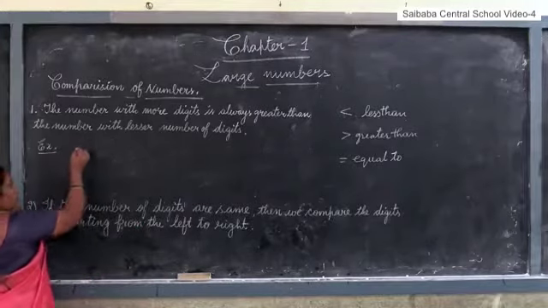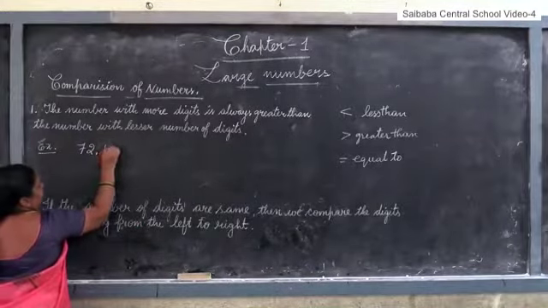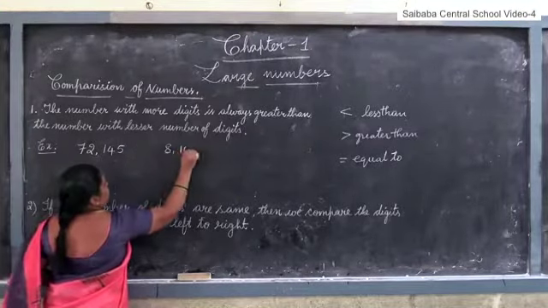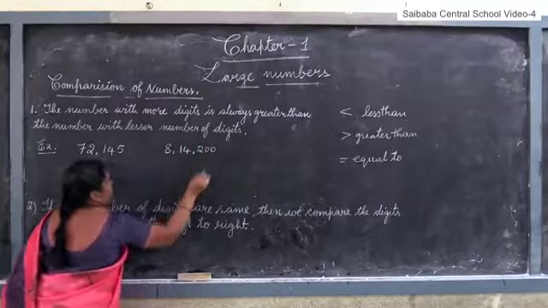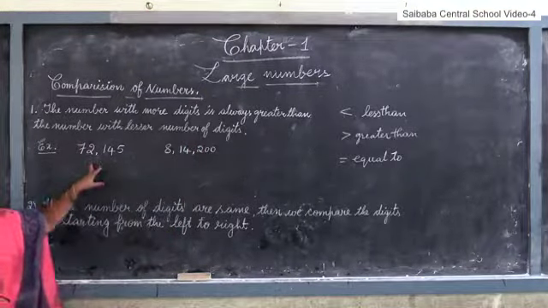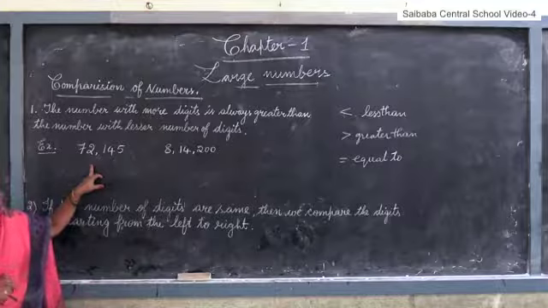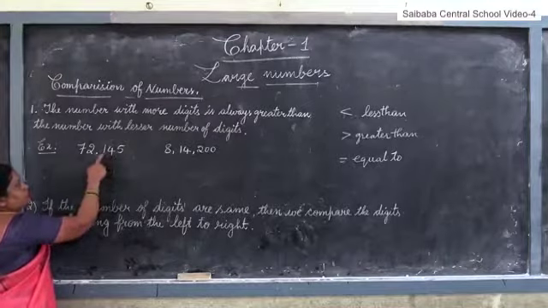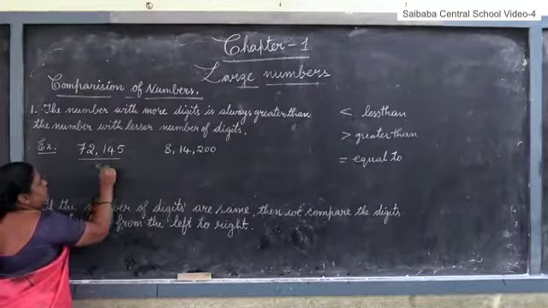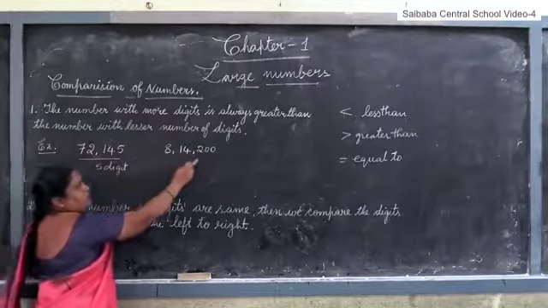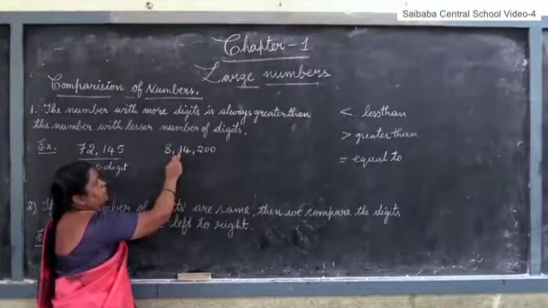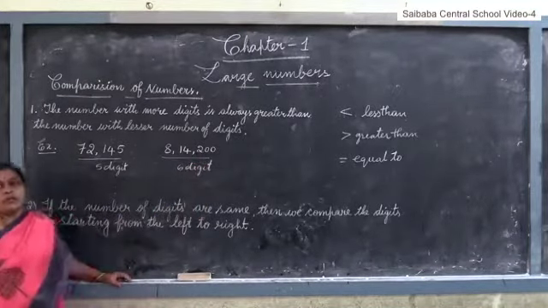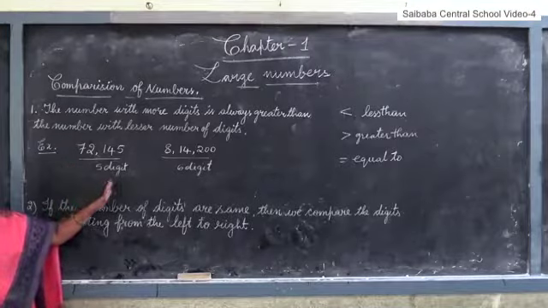For example, 72,145 and 8,14,200. First, what is the first step I said? Count the number of digits. How many digits do you get in this number? 1, 2, 3, 4, 5. 5 digits. Here, 1, 2, 3, 4, 5, 6. 6 digits. So, if a number has more digits, it is greater.